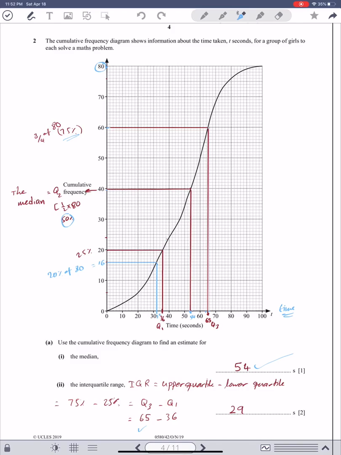The lower quartile, or the first quartile, is a quarter of the total, which is 25%, which is 20. A quarter of 80 is 20. Opposite to the 20, which is Q1, is 36. We just subtract the upper quartile minus the lower quartile. So the IQR is equal to 29.